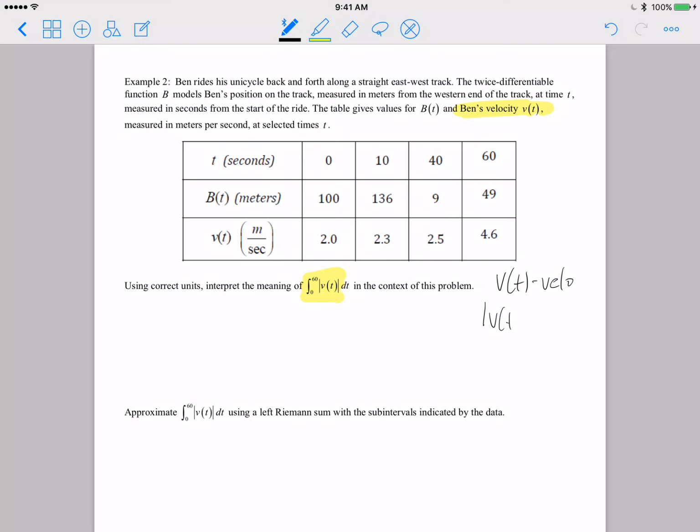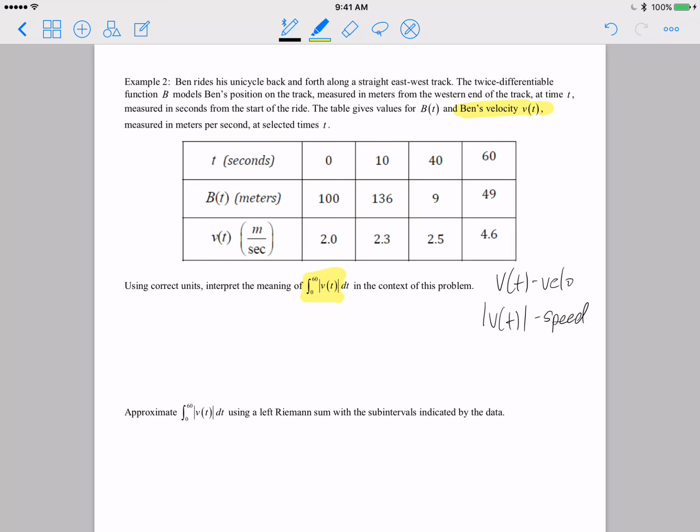So if I have absolute value of velocity, remember that absolute value just makes everything positive. Velocity is a quantity that can have either positive or negative values. Positive values would mean that you're traveling in the positive direction, and negative values would mean you're traveling in the negative direction. But if I take off the direction part and only care about the magnitude or the value, then really what we're talking about is speed.